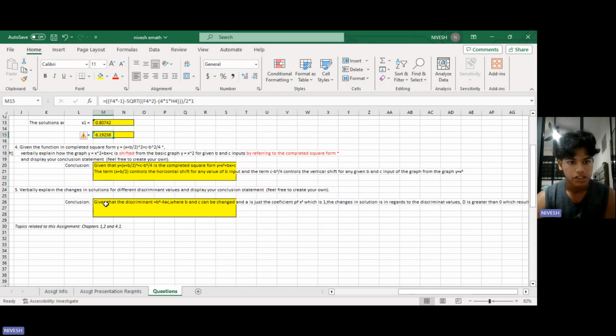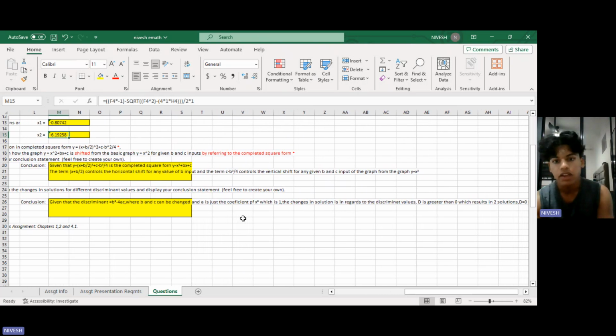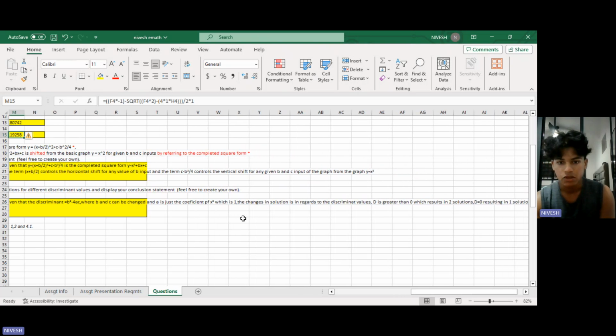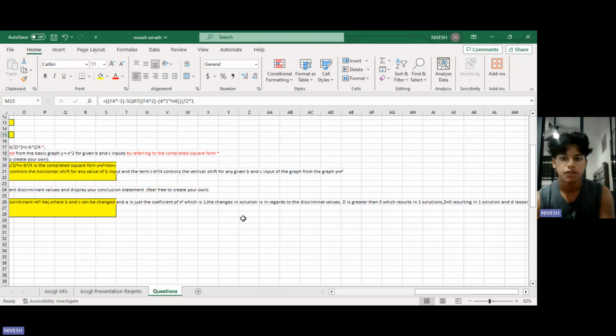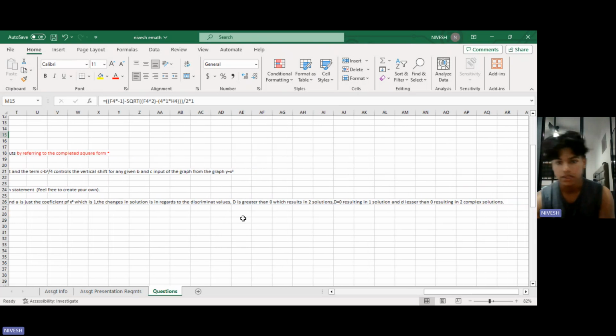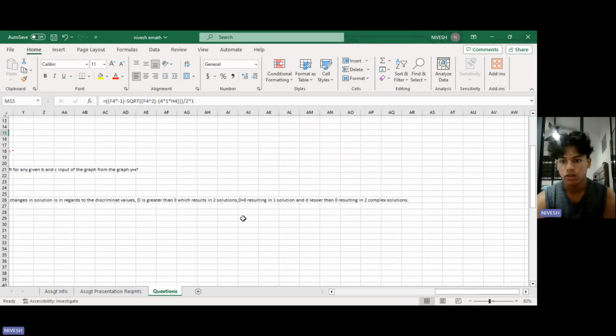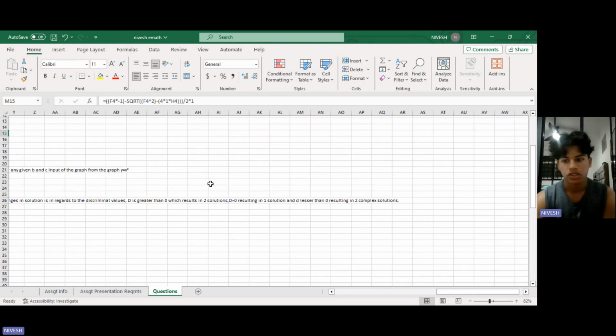Verbally explain the changes in solutions for different discriminant values and display your conclusion statement. Given that the discriminant equals b squared minus 4ac, where b and c can be changed and a is just the coefficient of x squared, which is 1, the changes in solution are in regards to the discriminant values. D greater than 0 results in 2 solutions. D equals 0 results in 1 solution, and D less than 0 results in 2 complex solutions.